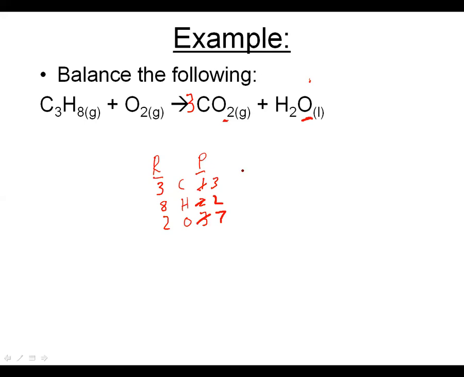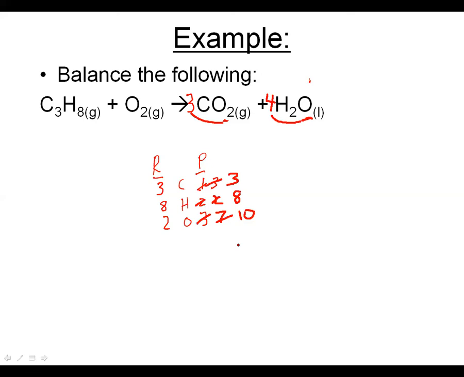To fix the hydrogen, that would probably be the next easiest. We could put a 4 here. When we put a 4 there, again, we still have 3 carbons. Hydrogens, 4 times 2, which is 8. And oxygens, we're now up to 6 here. And we have 4 more over here. So 6 and 4 is 10 oxygens total.